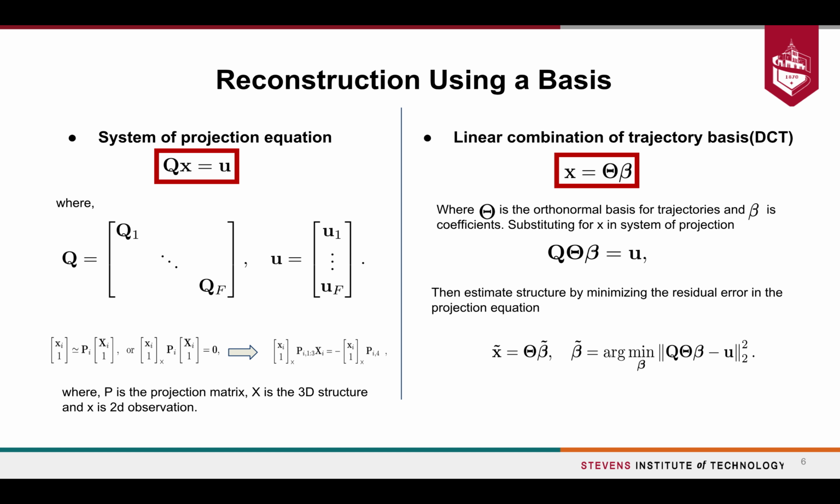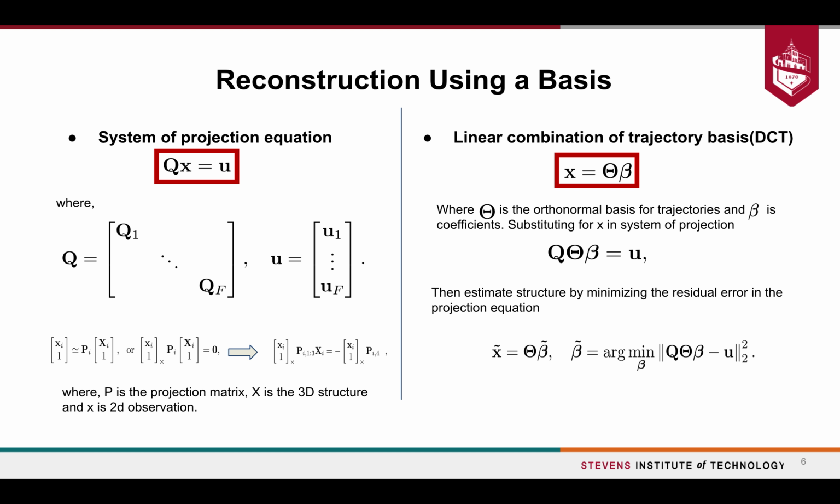First, I'm going to introduce some formulation. The first is the projection system. Using the projection matrix, they project the 3D structure into the 2D image. The projection is supposed to be close to the 2D observation, and then they reformulate this equation into a linear equation for the structure X, which is Qx equals U.